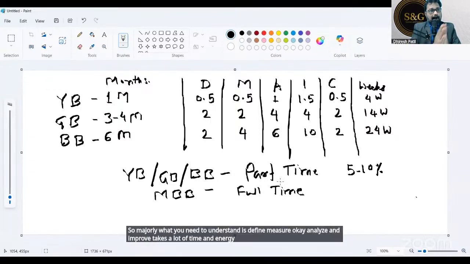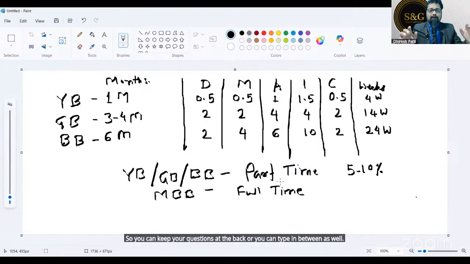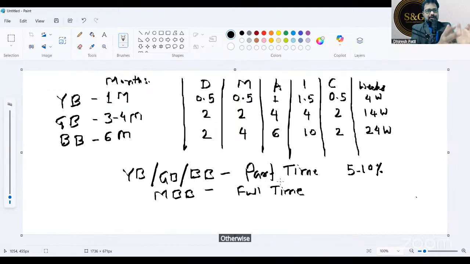Ramchandra ji, please ask the question. Please type the question in the chat box. We have a question and answer at the end of the session as well. So you can keep your questions for the end, or you can type in between as well. Otherwise, it will break the flow. You can type the question and I will answer that in the chat.